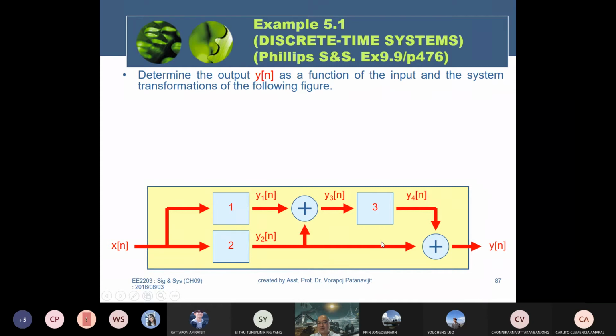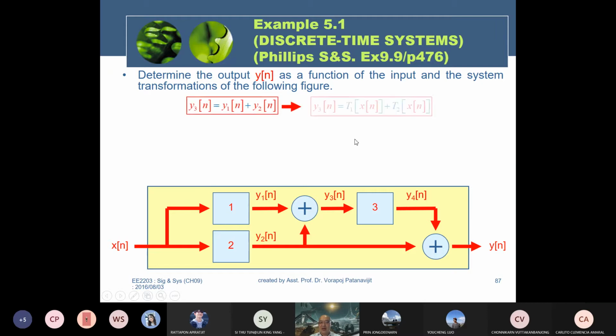Now, to demonstrate the behavior of them, determine the output y[n] as a function of the input and the system transformations in the following figure. You have one input split into 2. One is fed to process 1, another is fed to process 2, providing y1 and y2. The result y3 equals the sum of y1 and y2, and you send y3 to process 3 to generate y4. The y4 result will be added with y2 to give you the overall result.